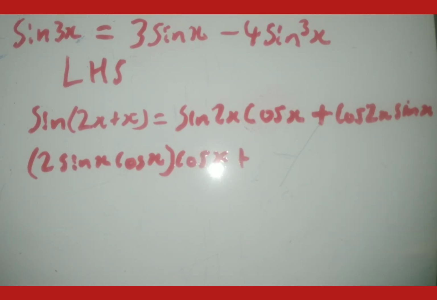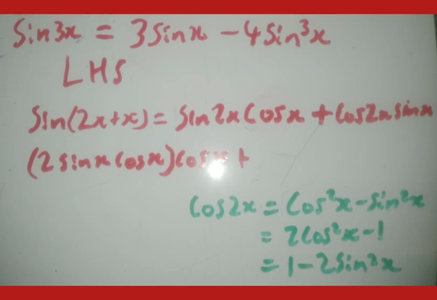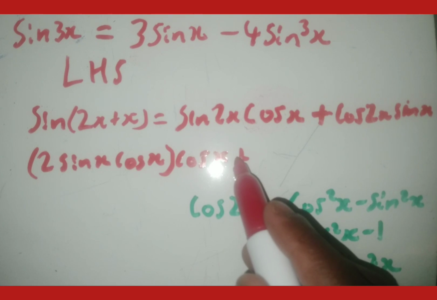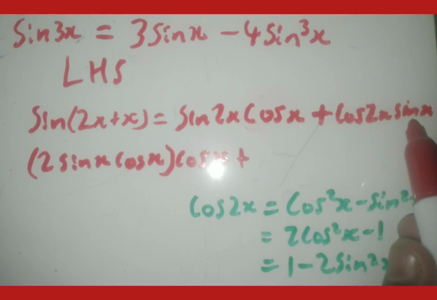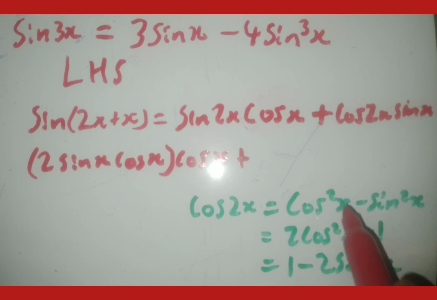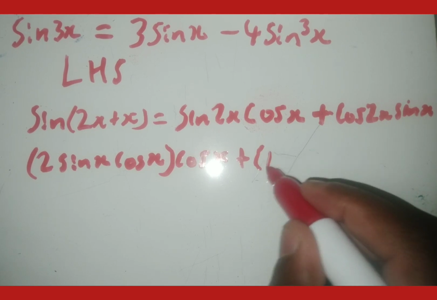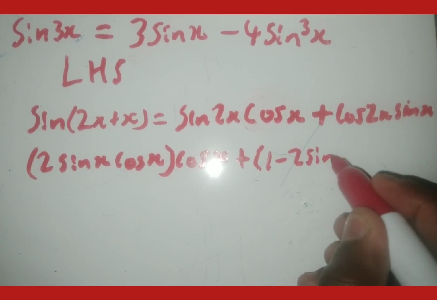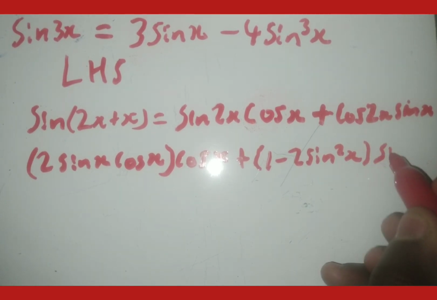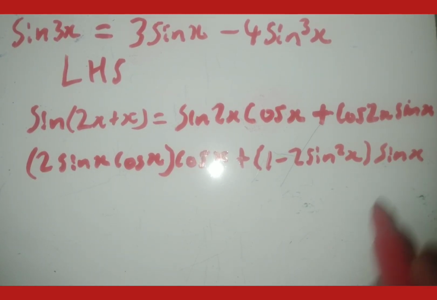Then cos 2x, there are 3 of them. We can choose any, but we have to choose the one that will benefit us. If you notice, cos 2x is next to sine x, so the one that we choose must have sine x. So this one will be out. We can choose either this one or this one. Either one will work, but I'm going to choose this one since it has got sine only. So I'm expanding cos 2x so that it becomes 1 minus 2 sine squared x, because there is sine x next to it.